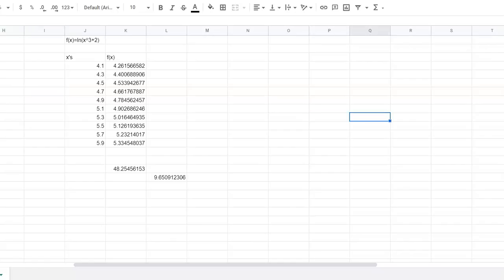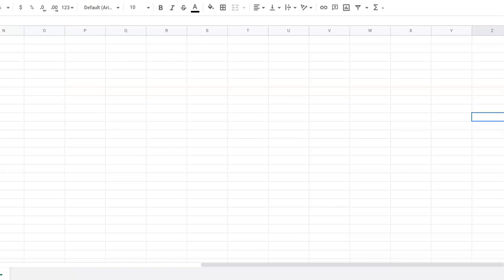And I had some previous work on there, so I'm going to slide that over. So my function is f of x, I'm just going to put it as text up here, natural log of x cubed plus 2, just to remind myself. And then I'm going to have some x's. So I'll designate one column as x's, another column as f of x, and then I'm going to have a third column that I call the Simpson coefficient.